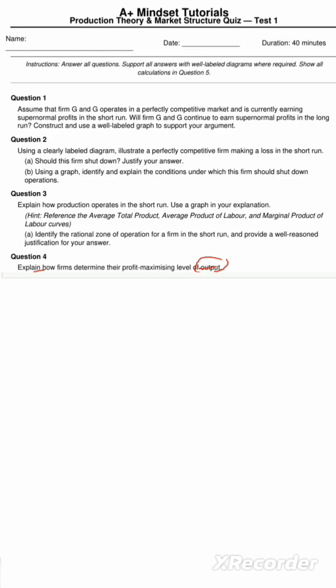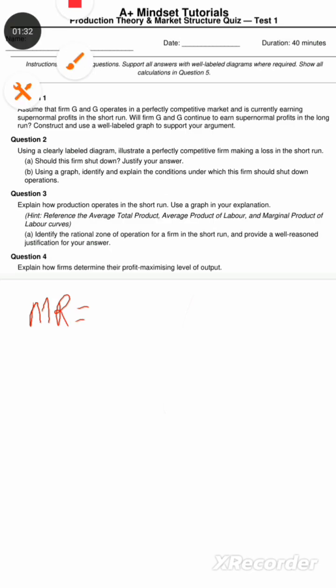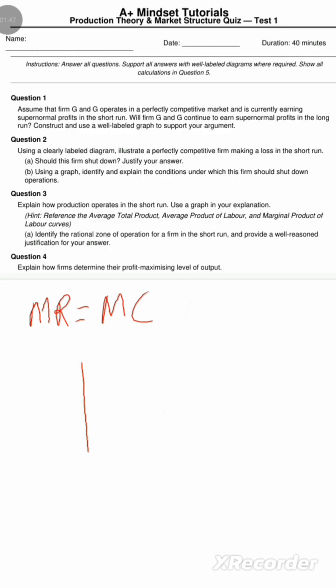Number one, the marginal revenue has to be equal to the what? Marginal cost. So this is condition number one. What you are supposed to draw here is something that looks like this.